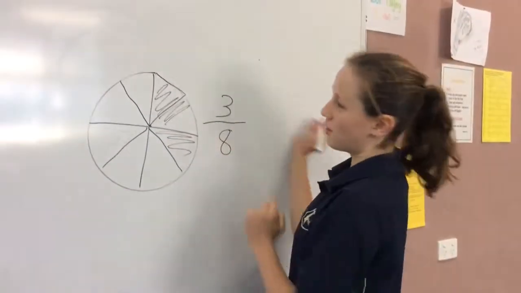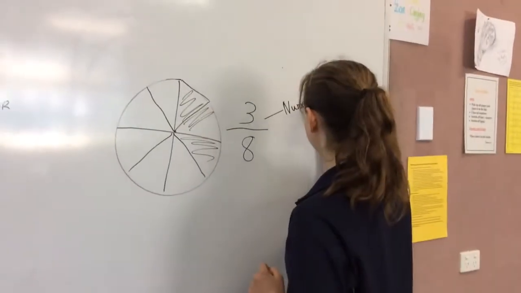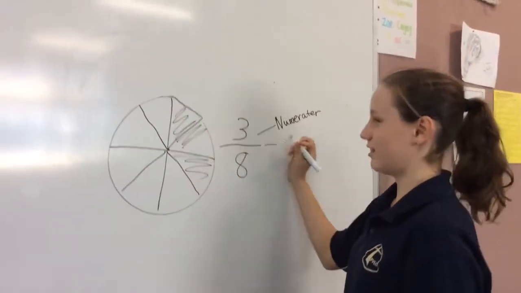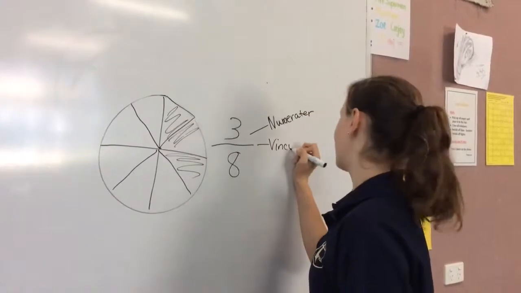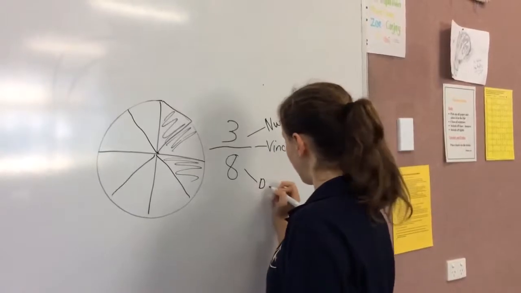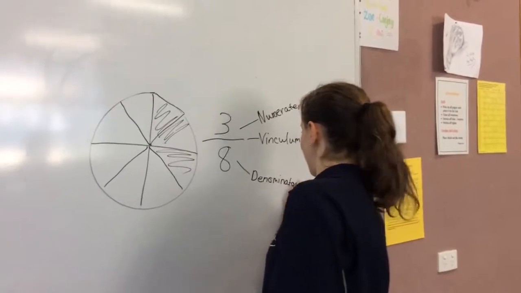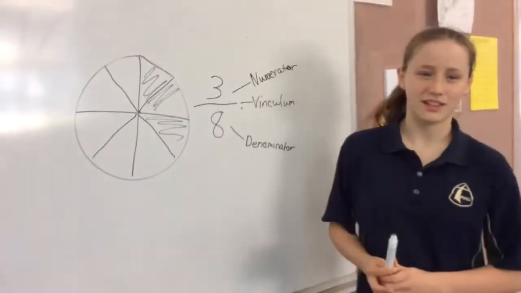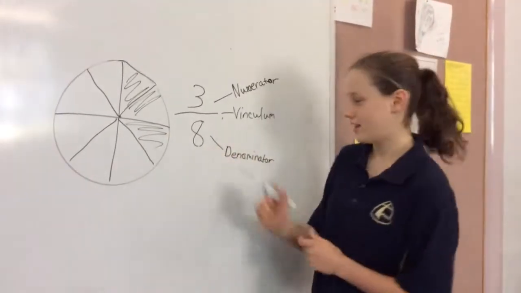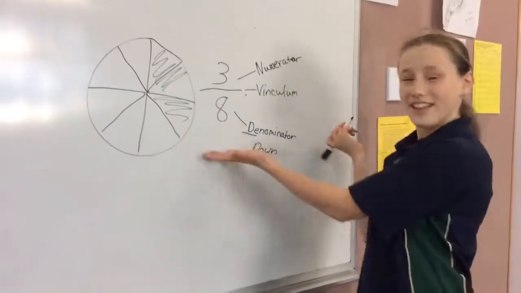The top number is called the numerator. The middle, the line, is called the vinculum. And the bottom number is called the denominator. The vinculum is the line that separates the numerator and the denominator. An easy way to remember that the denominator is on the bottom is the D stands for down, or in our case, under the line.